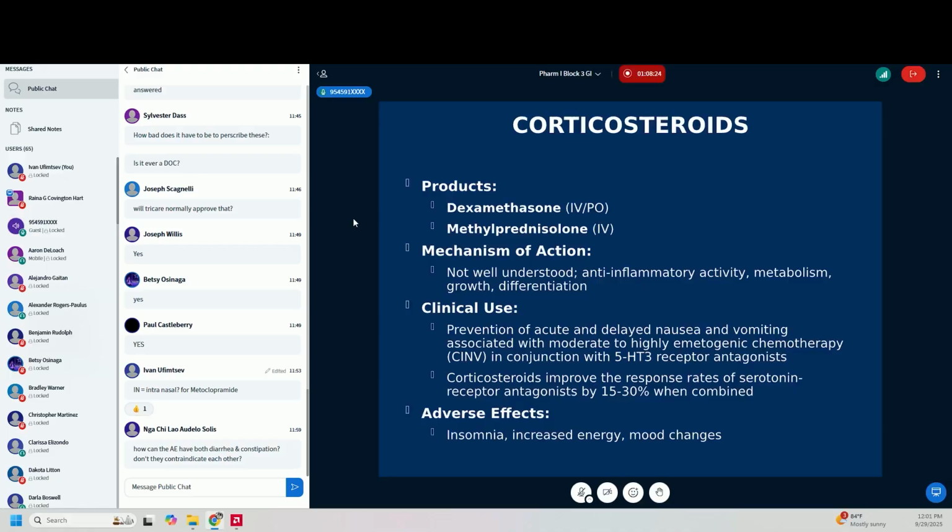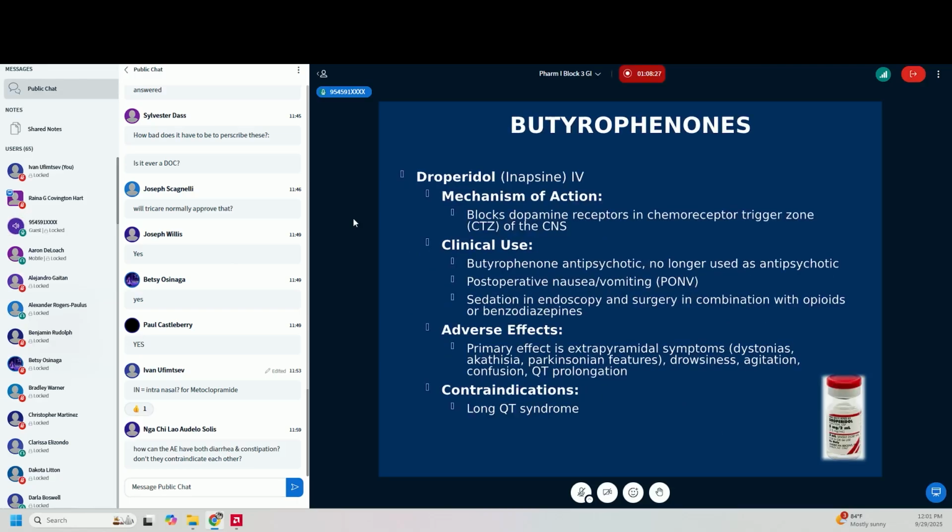Looking at our next drug class, you have your butyrophenones. So when we're looking at this, you have droperidol. It's an IV medication, so again, this is something that you're going to be seeing in an inpatient setting. What it does is it blocks the dopamine in the CTZ just like our benzamides do, and therefore you're likely to see that decrease in the nausea and vomiting.